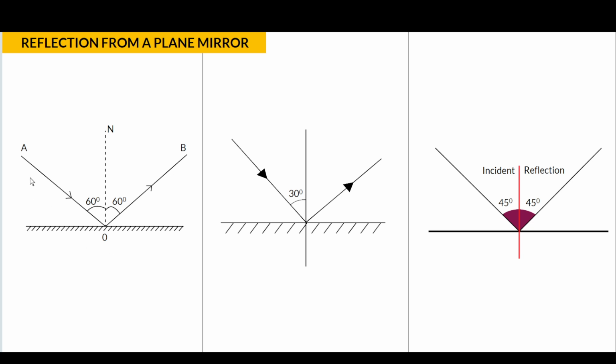So you can see this is the incident ray, this is the reflected ray, and this is the normal, which is perpendicular to this mirror. This is the angle of incidence, which is 60. That's why the angle of reflection is also 60. So they are equal according to the law of reflection. If this is 30, this should be 30. Like this is 45, so this is 45 according to the law of reflection.